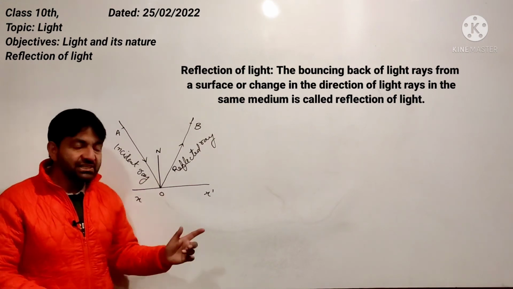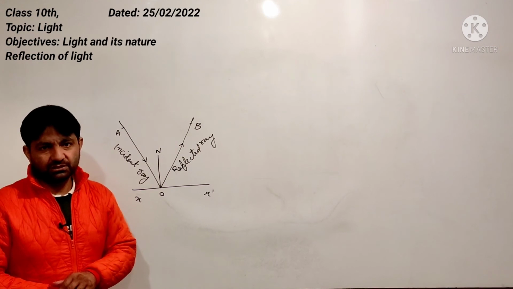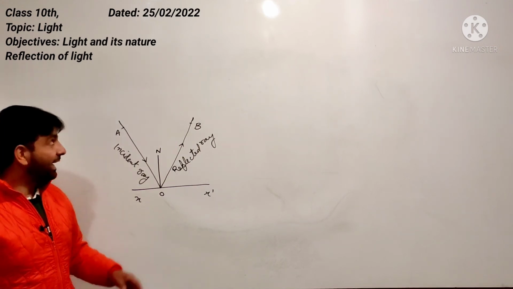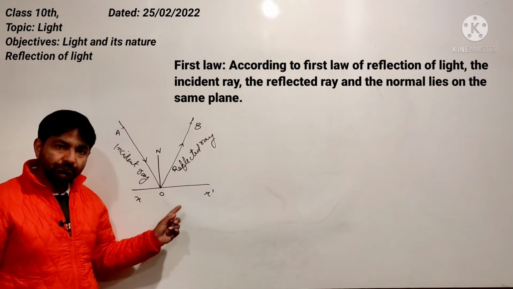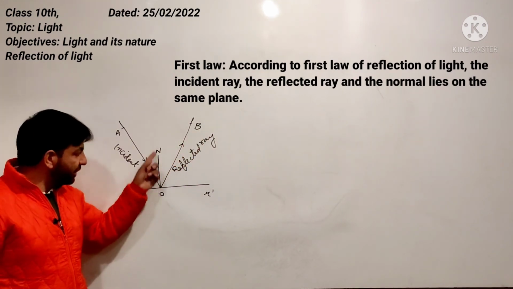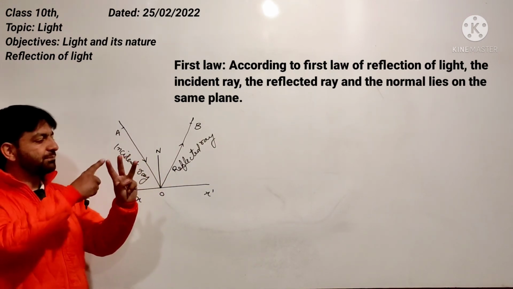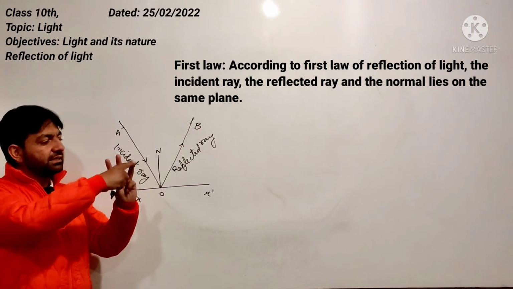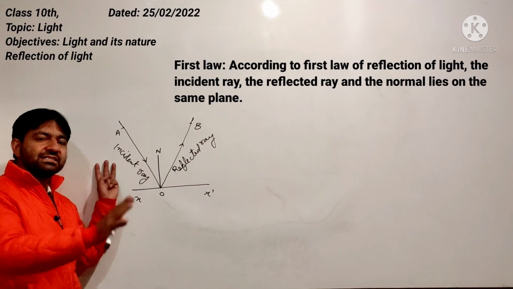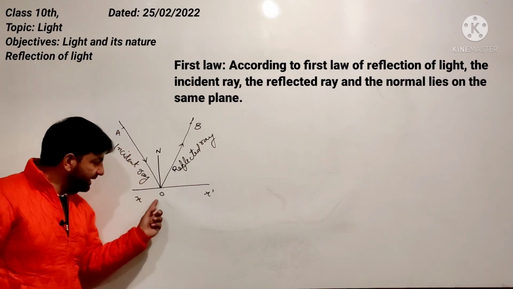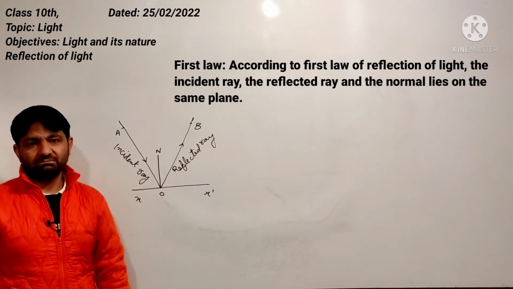Now the reflection of light follows two laws. First law of reflection and second law of reflection. Those two laws I am going to explain. According to the first law of reflection of light, the incident ray, the reflected ray and the normal lie on the same plane. If we consider three rays, this is the incident ray, this is the reflected ray and this is the normal. If we put them on a plane surface, they all will lie on the same surface. So the incident ray, reflected ray and the normal lie on the same plane. This is the first law.